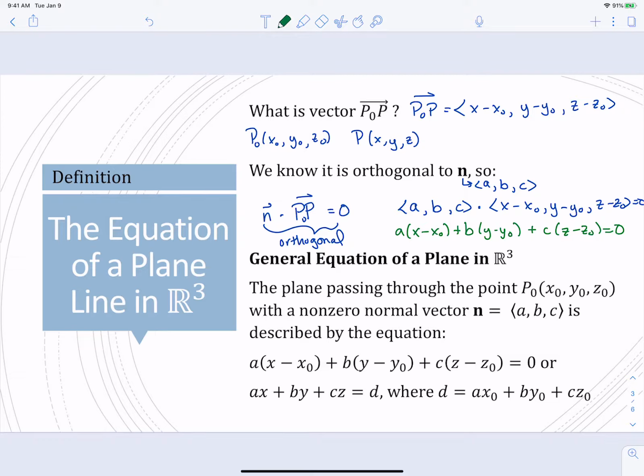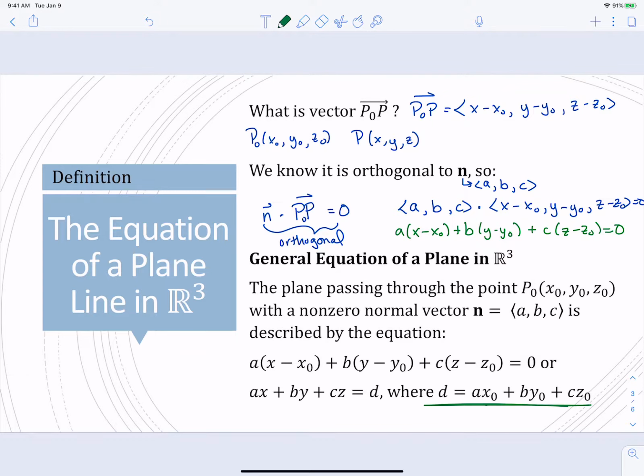And this is going to be equal to 0. Now we can do all the multiplication here, the three distributive properties, and get things all moved around so that we've just got ax plus by plus cz is equal to d. And d is equal to this. You don't need to remember that. I'll show you how we get it. It's just making our equation look nice.